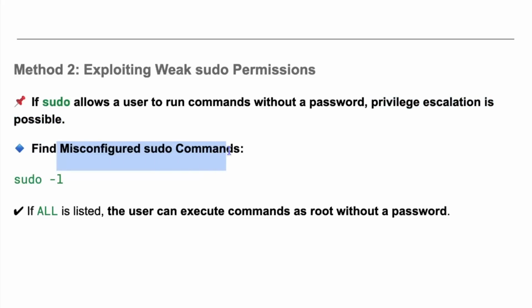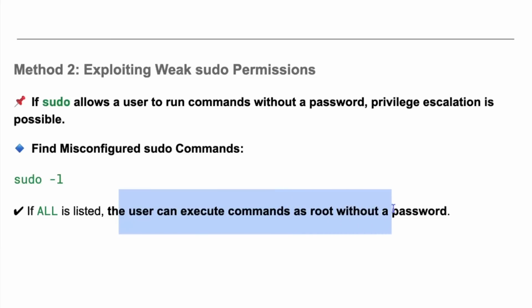So to find out what your sudo permissions are, you would just do sudo -l, and if ALL is listed, so if you see the keyword ALL listed in the result of this, then the user that you are can execute commands as root without a password. And it's very, very straightforward. It's one of those low-hanging fruits, but you would be surprised how often this is actually doable, how often it's accessible, because system administrators are not necessarily security people.